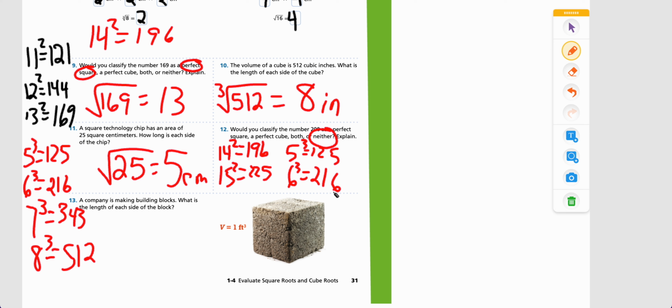All right, number 13, a company is making building blocks. What is the length of each side of the block? So how many dimensions are we talking? 3 dimensions. So we don't want to take a square root, we want to take a cube root since it's 3 dimensions. Cube root of 1, which is 1. So it is a 1 foot by 1 foot by 1 foot block.